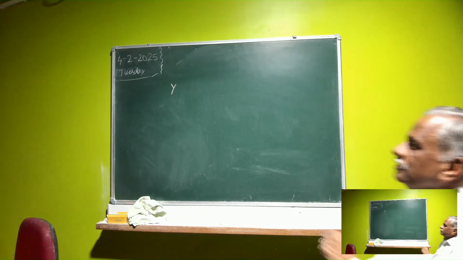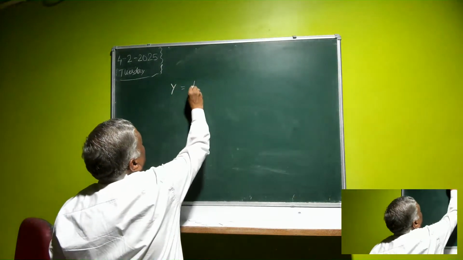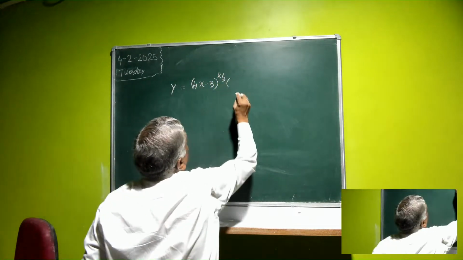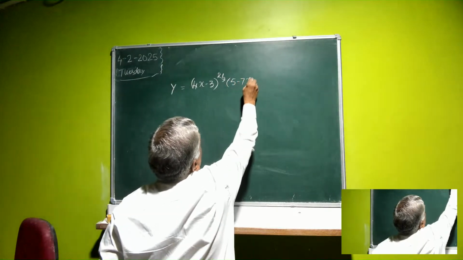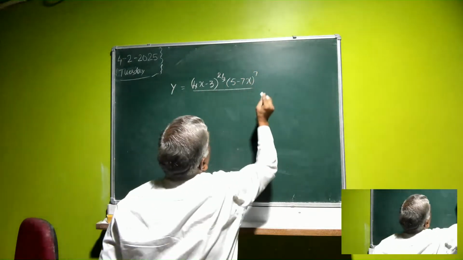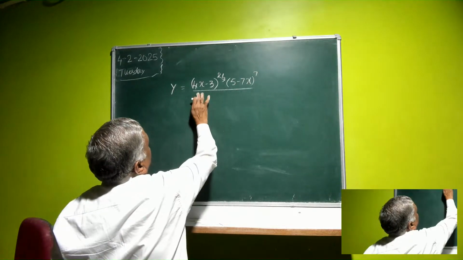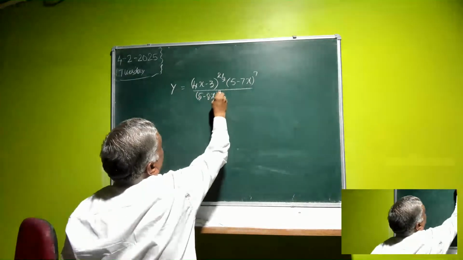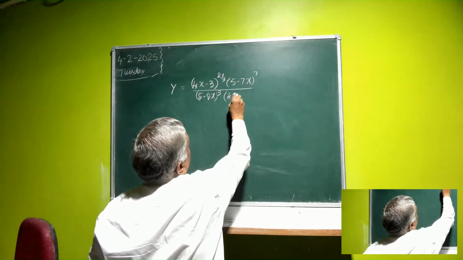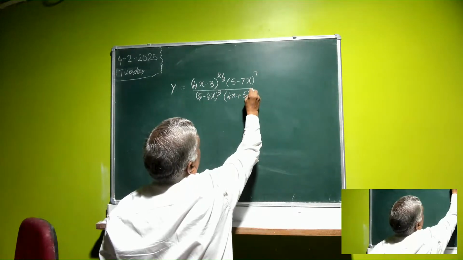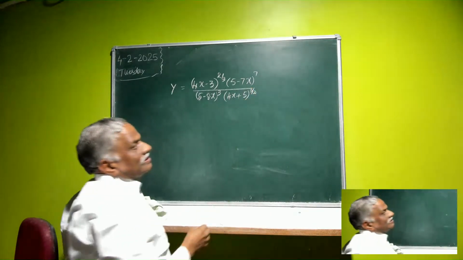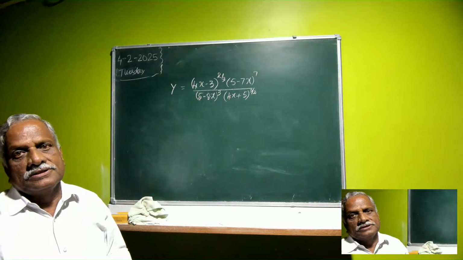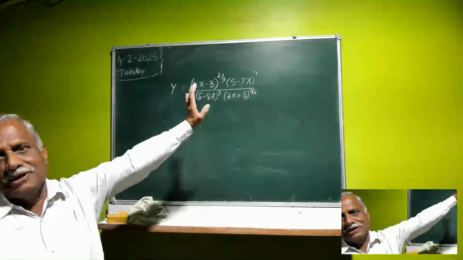So next problem, y is equal to 4x minus 3 to the power of 2 by 3 into 5 minus 7x to the power of 7 divided by 5 minus 8x to the power of 3 into 4x plus 5 to the power of 3 by 2. I am just trying to make it a little more complicated so that when you work these problems, the problems that you get in examination will be handy for you.